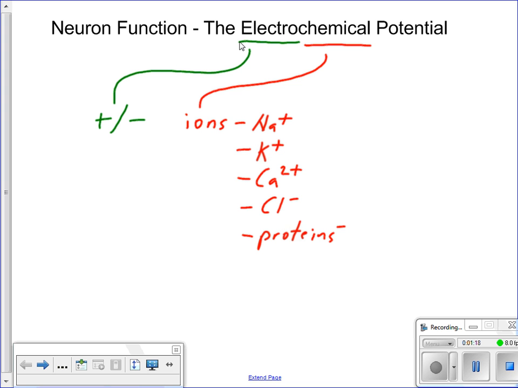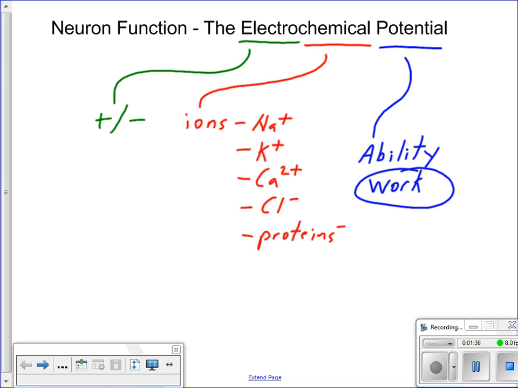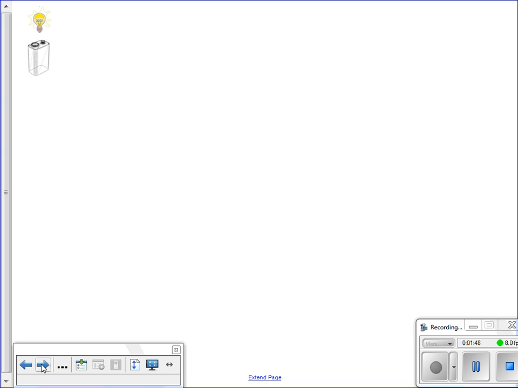The word potential in everyday language is simply referring to ability, the ability to do something. In science, though, and in biology, it is talking more specifically about the ability to do work. And when we're talking about the neuron, the work that is being done, as we will see, is a message being sent down along the length of the neuron. Before we do talk about the neuron, though, let's talk about another example.